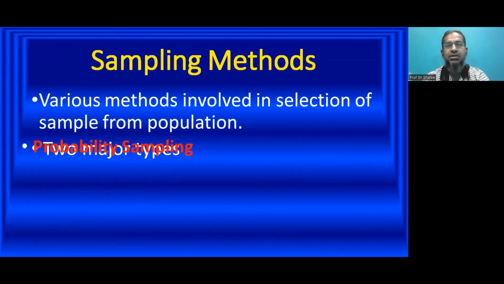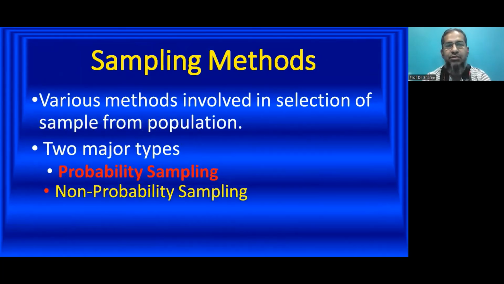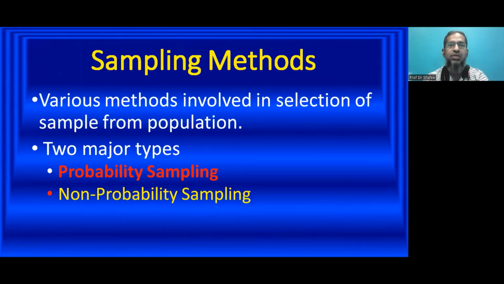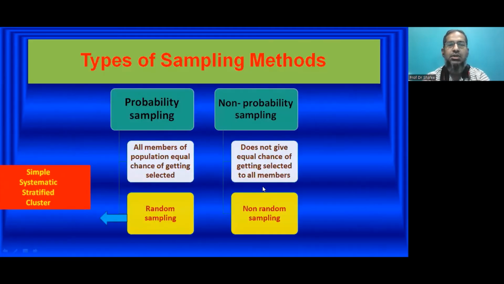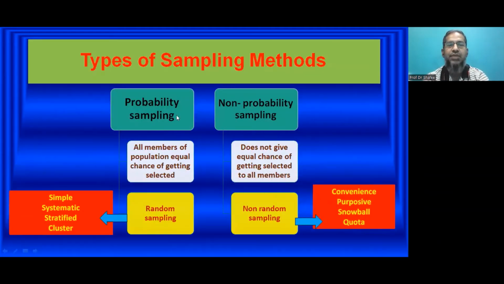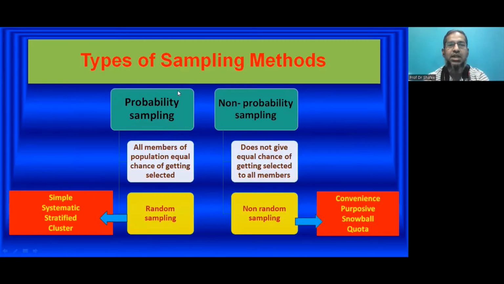Now coming to the sampling methods, this is very important. Whenever we draw a sample from the population, we follow a particular sampling method. And there are two major types of sampling methods. One is probability sampling and the second is non-probability sampling. Probability sampling is also called random sampling and non-probability sampling is called non-random sampling. Among these two, probability sampling is very, very important because it is the most scientific method of drawing a sample from the population.